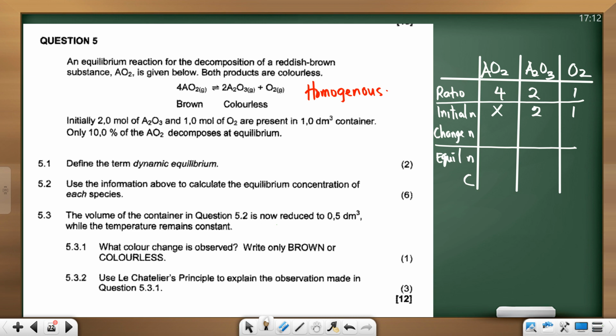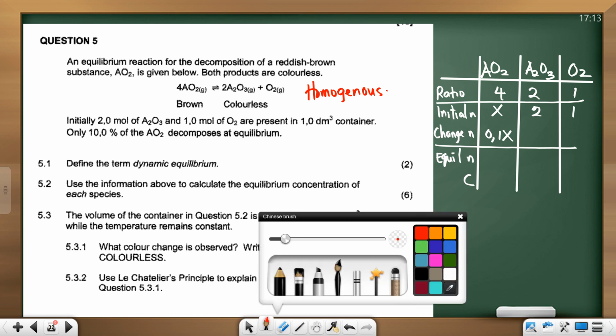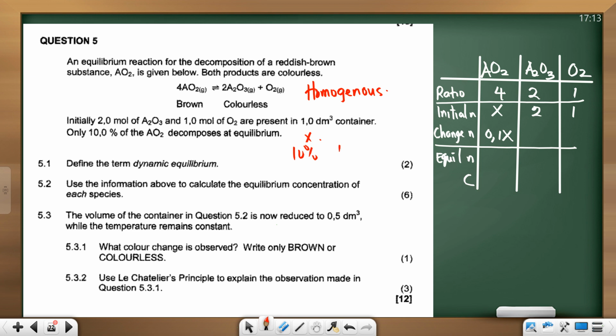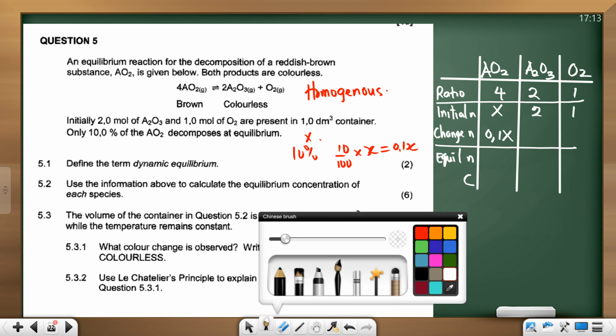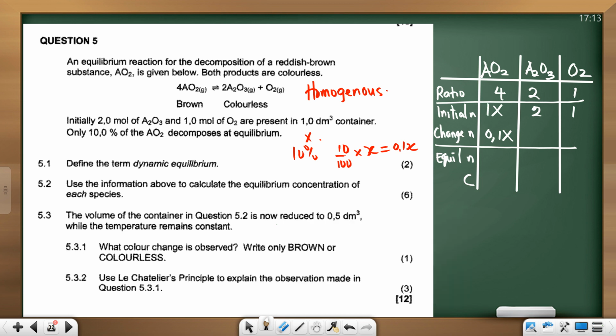Now, only 10% decomposed. Oh, what decomposed? 10% is 0,1 of X. That's where the dynamics is. Please take note. They said 10%. We don't know. Let the unknown be X. All right? What is 10% of X? 10 over 100 times what? X. 0,1 X. I hope it makes sense, guys. What are we left with? This is 1X. 1 minus 0,1 would give us what? 0,9X. I don't know if everybody's on board with me.